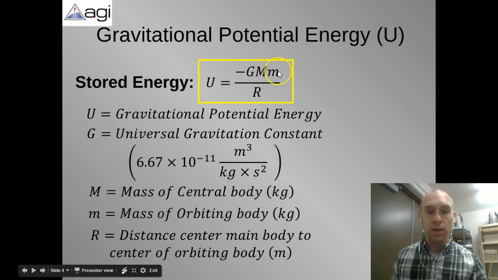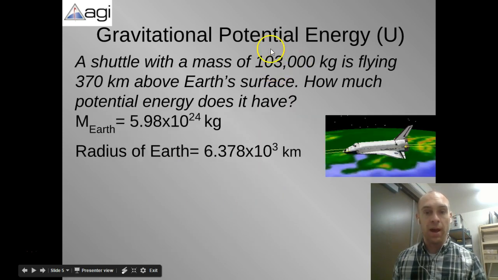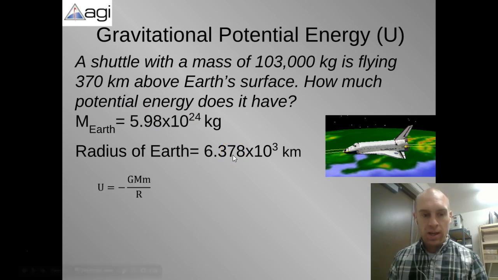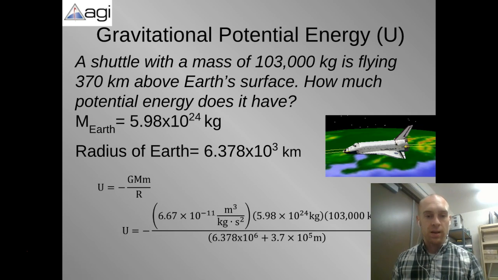Then we have the mass of the orbiting body, m. So we have everything. We have the mass of the orbiting body. We have how far away it is in kilometers. The radius of the Earth in kilometers. We add these together, and then we have to convert to meters, and then we just plug them into the equation.